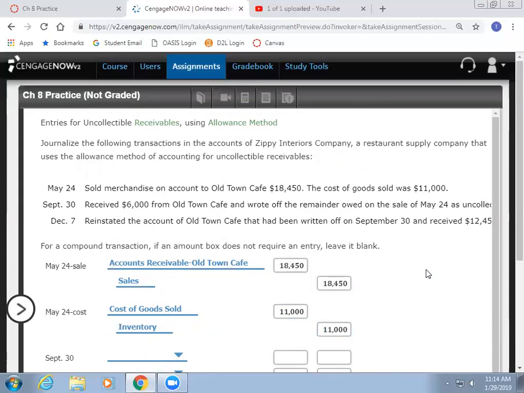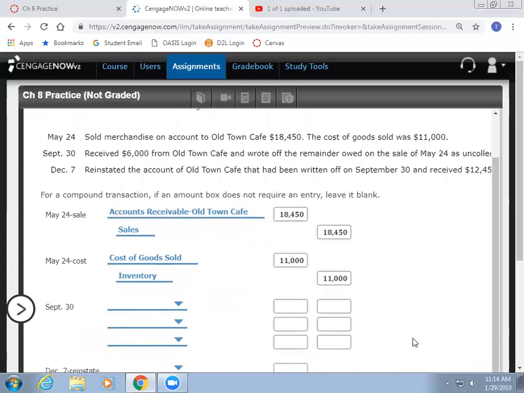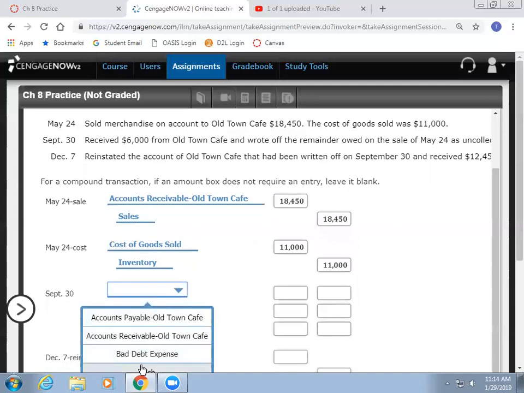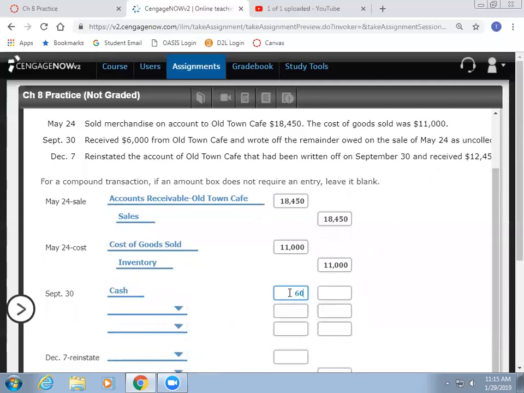Okay. On September 30th, we received $6,000 from Old Town Cafe and wrote off the remainder as uncollectible. In this case, though, we are using an allowance method, so it's a little different. We're still going to receive the cash, though, just like we would. They paid us $6,000, so cash gets debited $6,000.